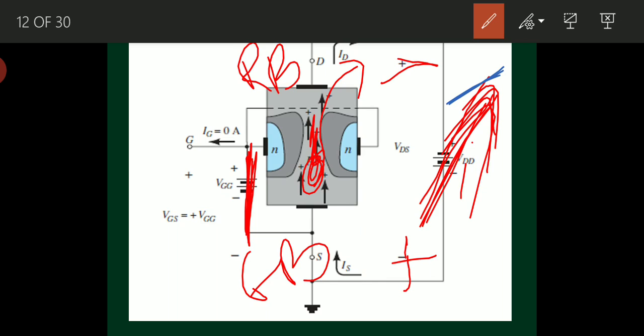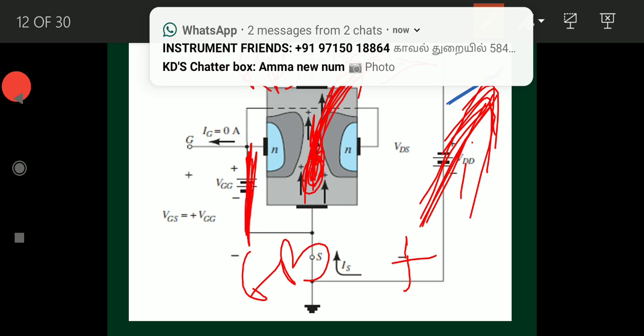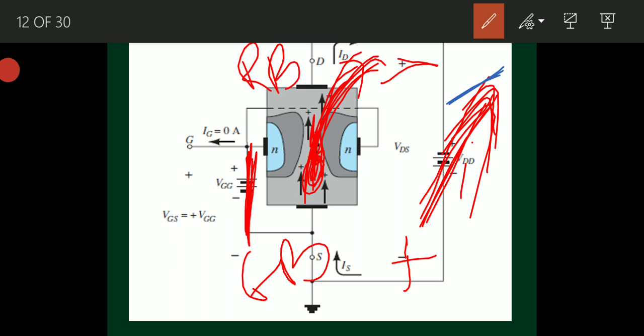This voltage is called pinch off voltage. Beyond pinch off voltage, even if I increase VDD much more, the depletion region will not increase, and only a constant number of charge carriers will move from source to drain. So what will happen? Current becomes constant. Beyond pinch off voltage, if I increase VDD, current becomes constant here.